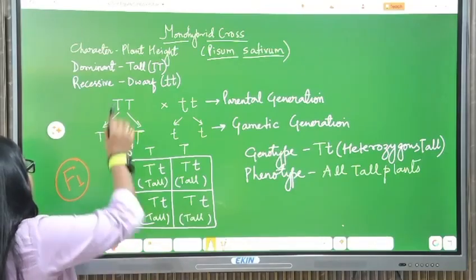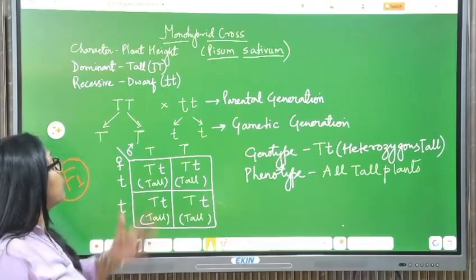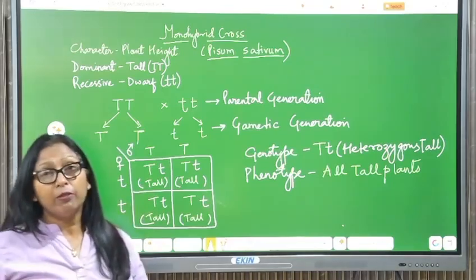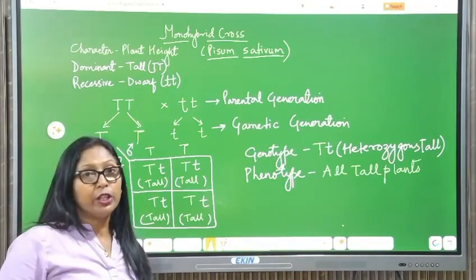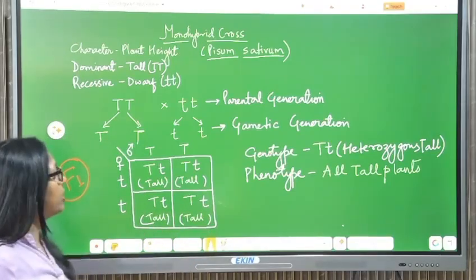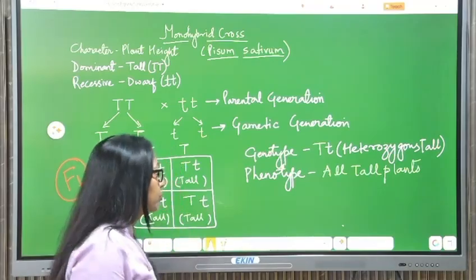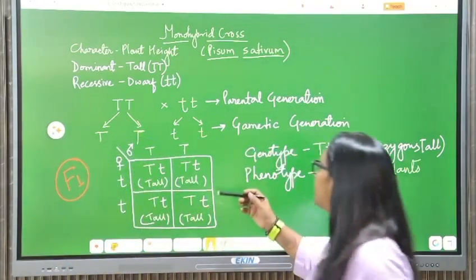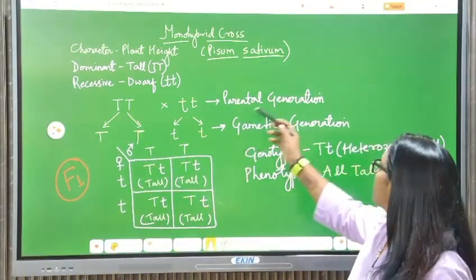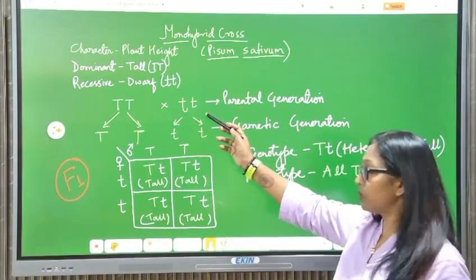So we have taken one of the important characters, plant height. For that, the dominant character is tall and the recessive is dwarf. Dominant character is expressed in terms of capital T and recessive with small t. We know it very well that we can take up any alphabet as we feel like. So here we have taken capital T for the dominant character and small t for the recessive one.